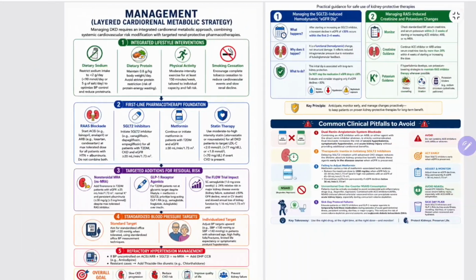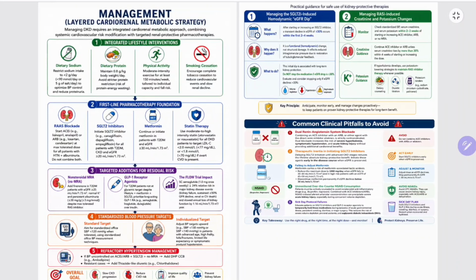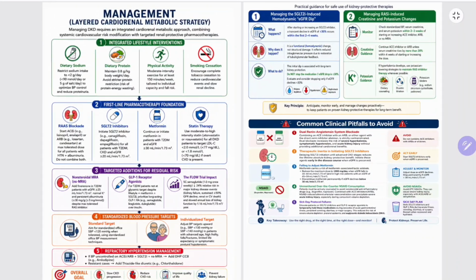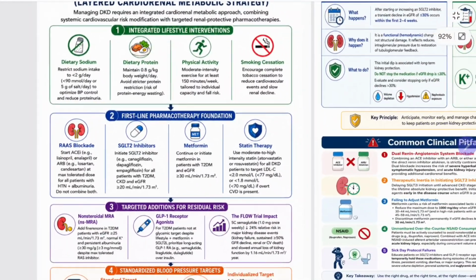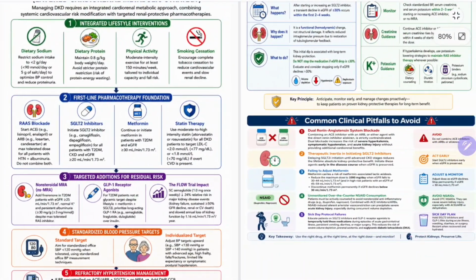Okay, now coming to the management of diabetic kidney disease, very important. I will just give an overview. This has 5 things. One is integrating lifestyle interventions. Second is first line pharmacotherapy foundation. Third is targeted additions for residual risk. Fourth is standardized blood pressure targets. Fifth is refractory hypertension management. So you can divide this management into these 5 things.